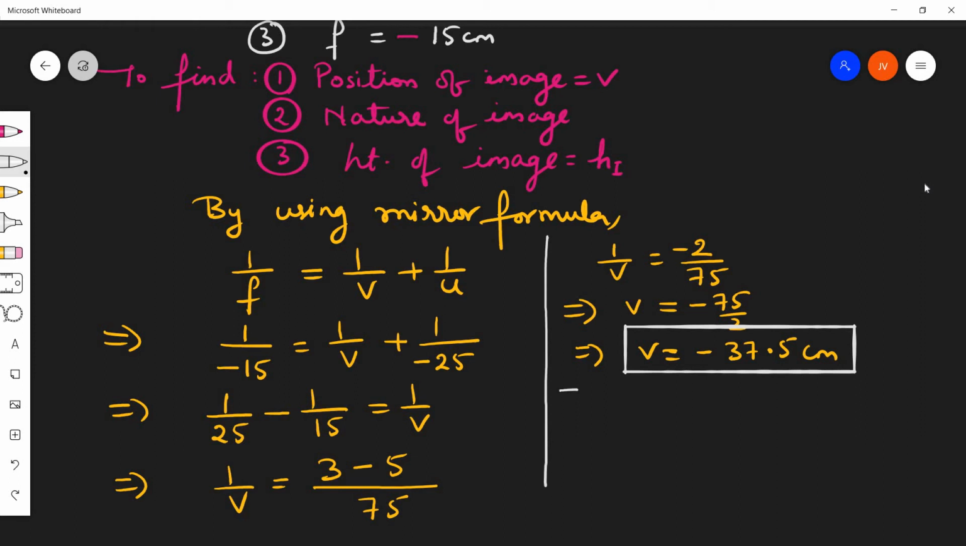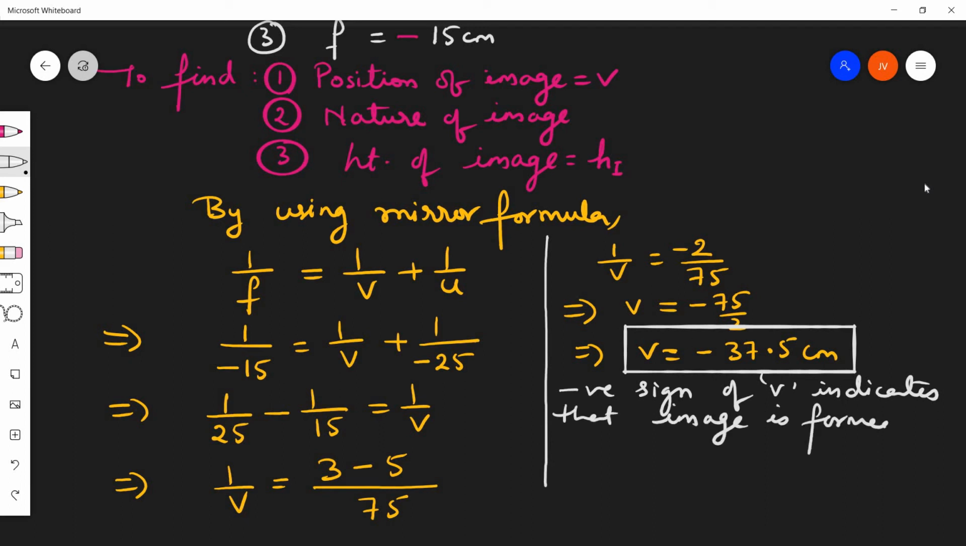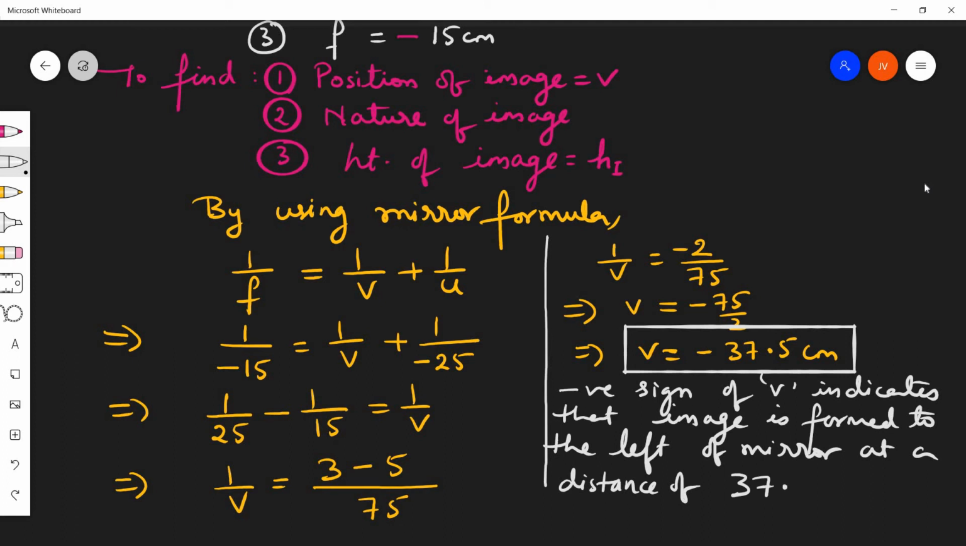v is the image distance, the distance between the pole and the image, or where the screen is placed. So here I'll write: the negative sign or symbol of image distance indicates that the image is formed to the left of the mirror at a distance of 37.5 centimeter. So we have answered the first part. Now we have to find the nature of the image.